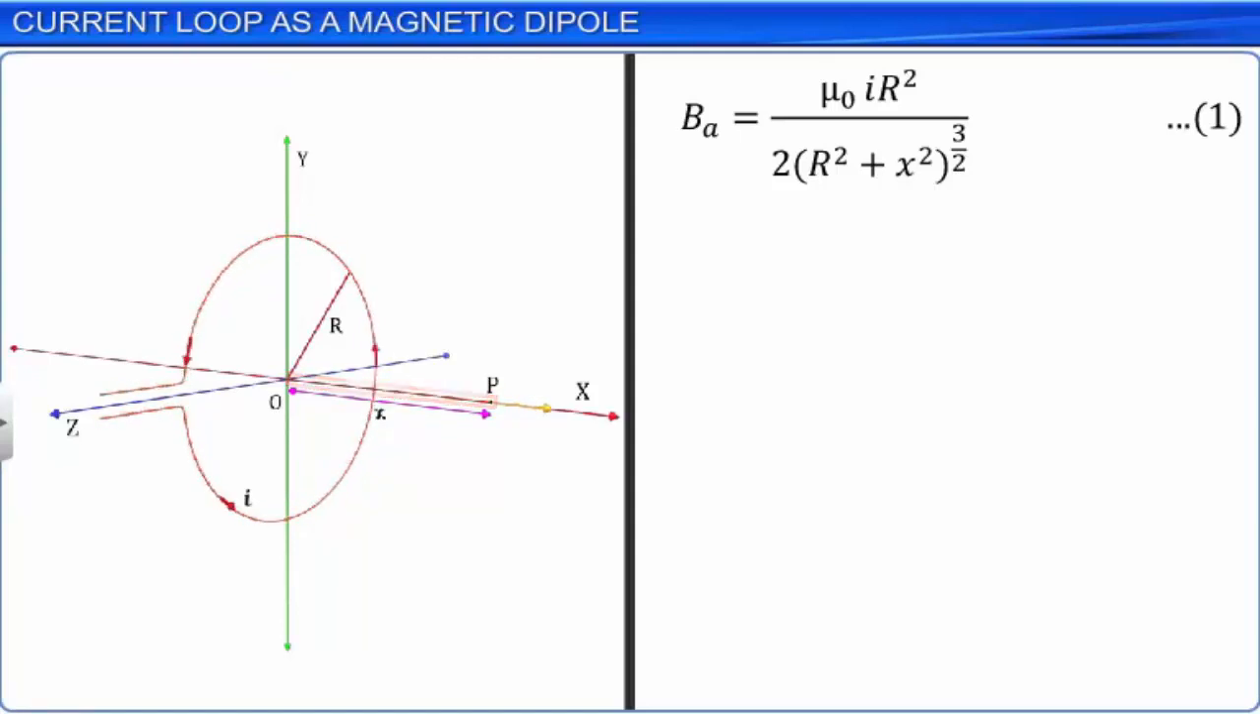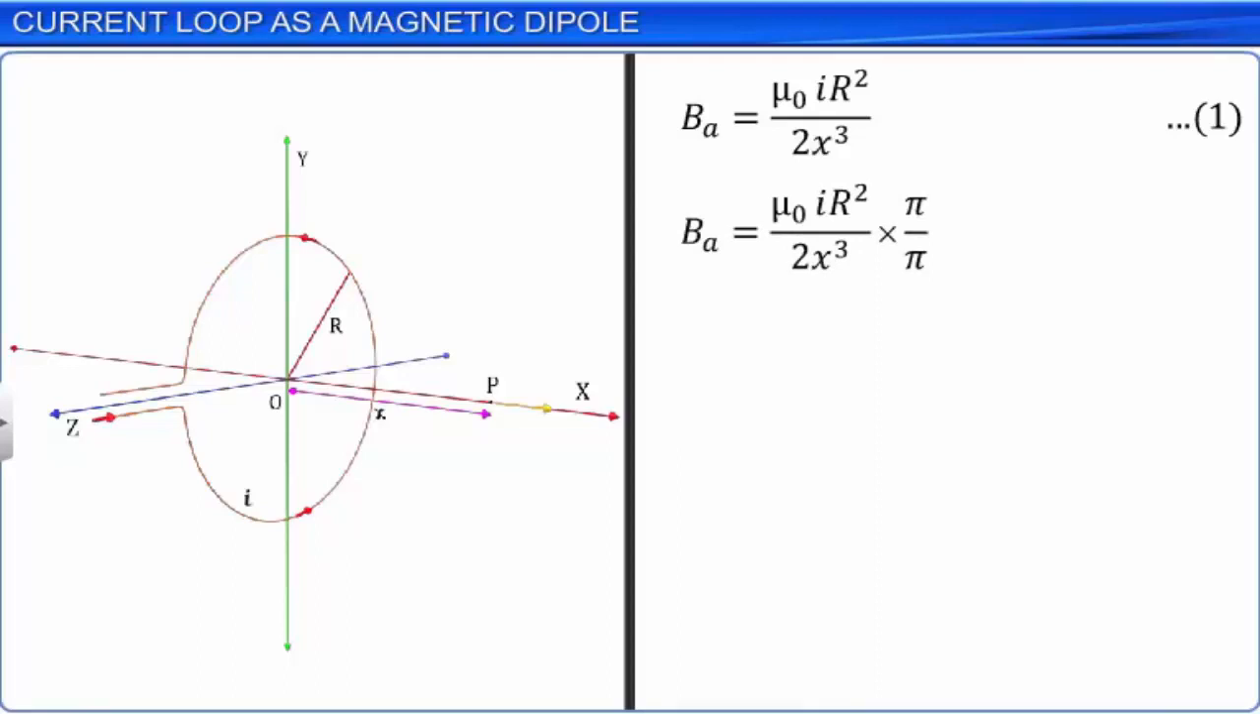When the distance from the center of the loop to the point P is far greater than the radius of the circular loop, that is, x is far greater than R, the term R² in the denominator may be neglected. Now equation 1 is transformed to B_A is equal to μ₀IR² by 2x³. On multiplying with π in the numerator and the denominator, we get B_A is equal to μ₀ by 2π into I into πR² by x³.